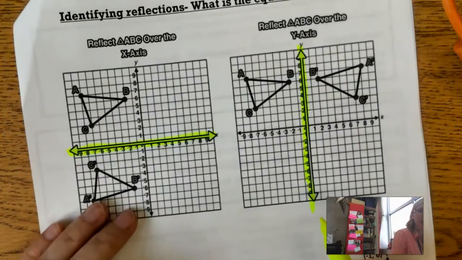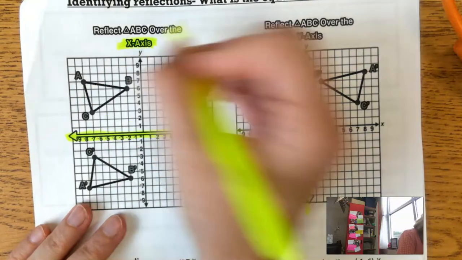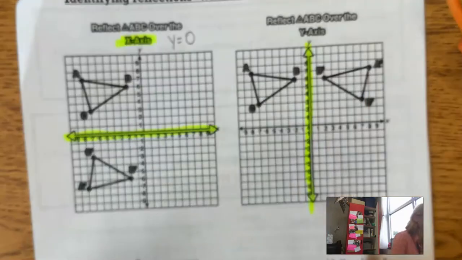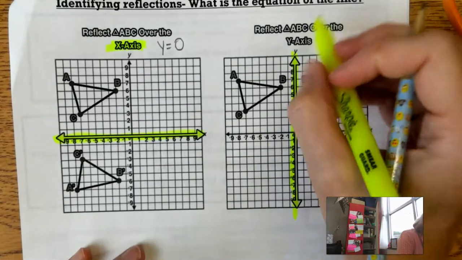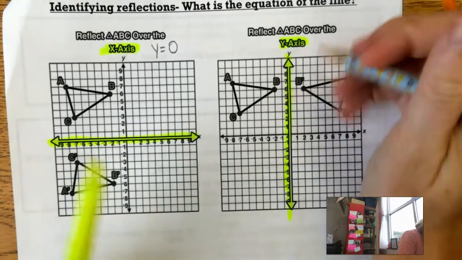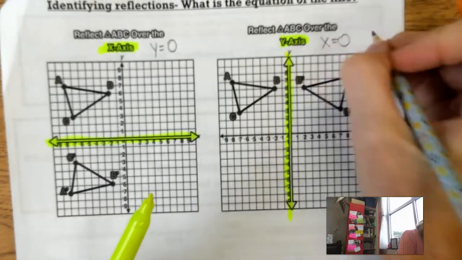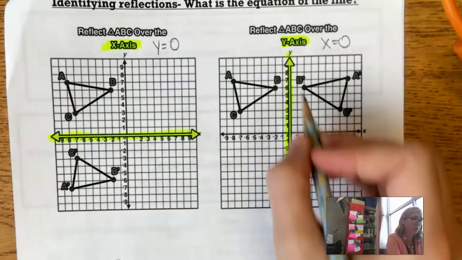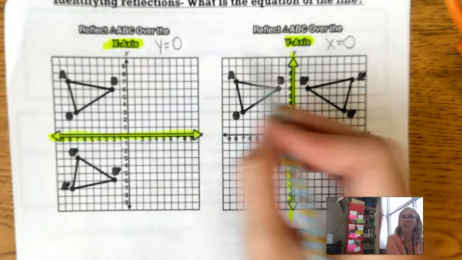All right, so looking over this is the x-axis. If it ever asks you for the equation of the x-axis, that's y equals 0. This is the y-axis, and the equation of the y-axis is x equals 0. It's kind of opposite what you would think. So this is a horizontal line, this is a vertical line, these are their equations.